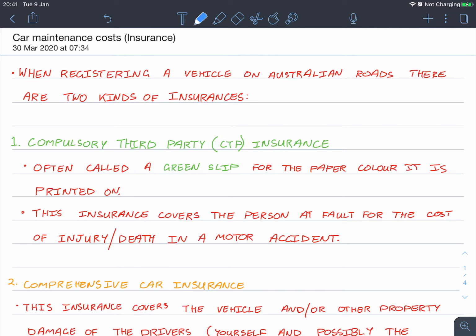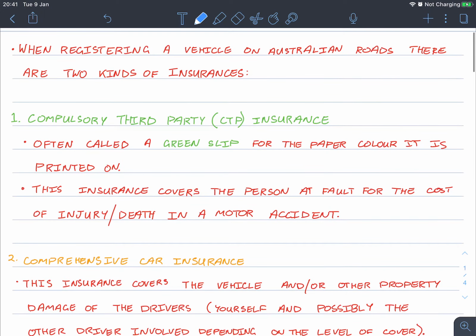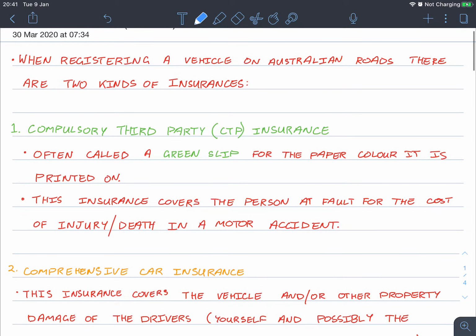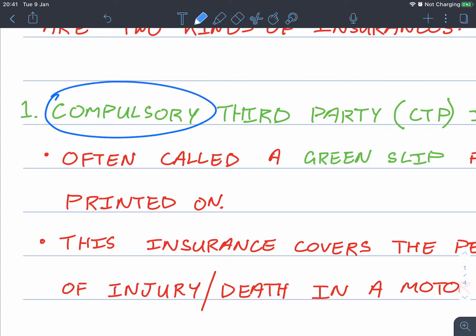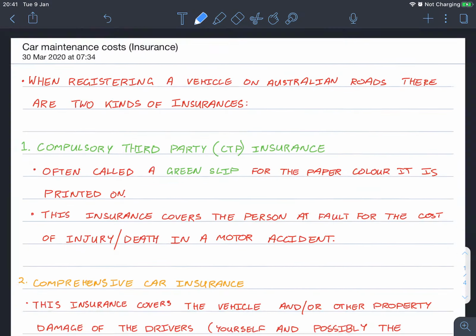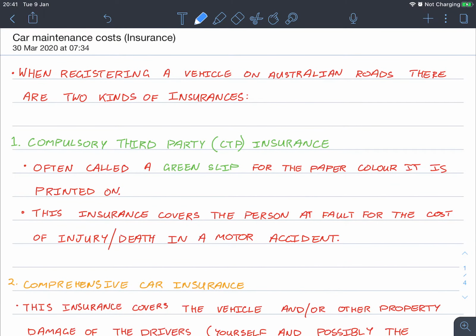When registering a vehicle on Australian roads, there are two kinds of insurances. Compulsory third party CTP insurance is the first kind, often called a green slip for the paper color it is printed on. This insurance covers the person at fault for the cost of injury or death in a motor accident. Notice how the word compulsory is there, meaning that this insurance must be applied to anyone driving a vehicle.